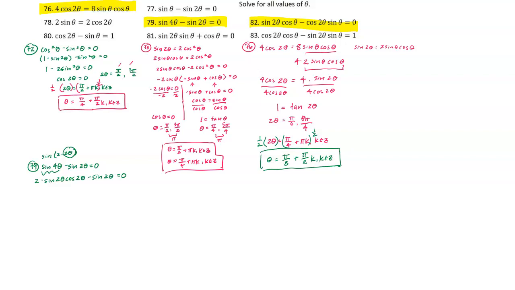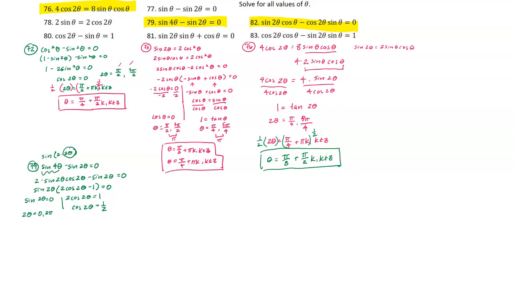So I could take out a sine of 2 theta, and I get 2 cosine of 2 theta minus 1 equals 0. Okay, in that case, that would become sine of 2 theta equals 0, and 2 cosine of 2 theta equals 1. I'm just going to say cosine 2 theta equals 1 over 2. So for 2 theta here, it'd be 0 and 2 pi, right?